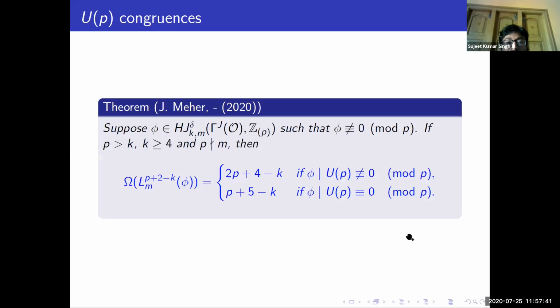So we proved a similar result to the one proved by Ono: if phi is any Hermitian Jacobi form, and P is greater than K and P does not divide n, with K greater than or equal to 4, then phi has U(P) congruence if the filtration of this element is P plus 5 minus K.